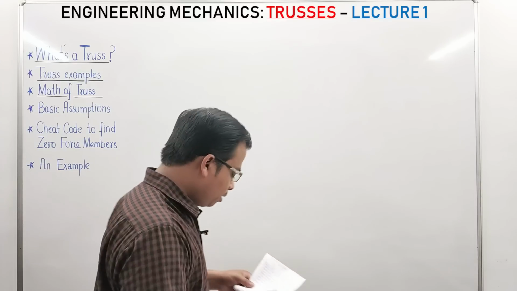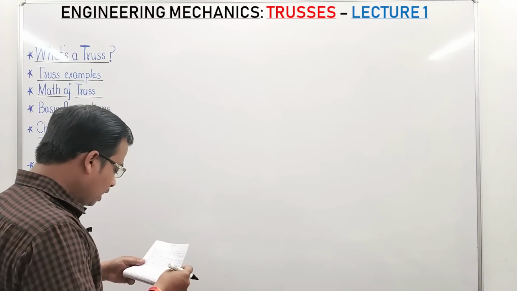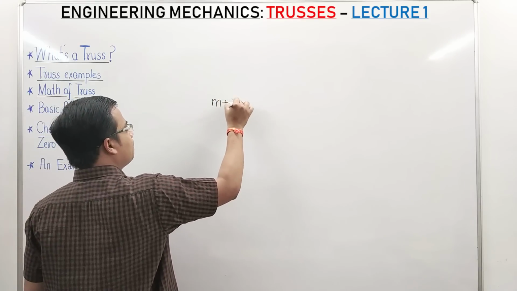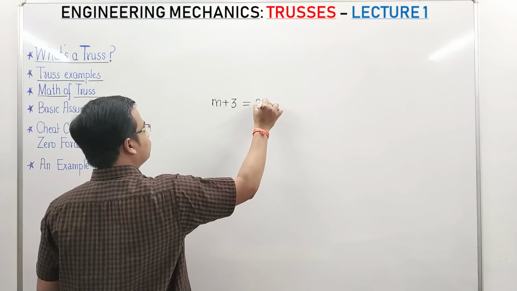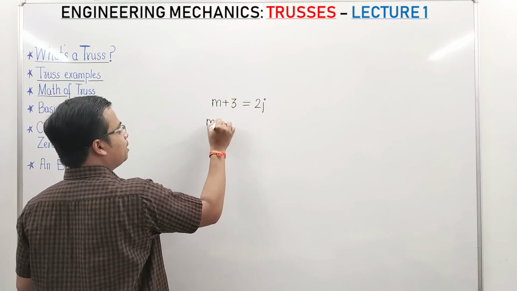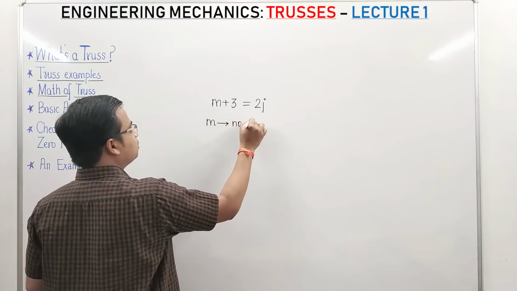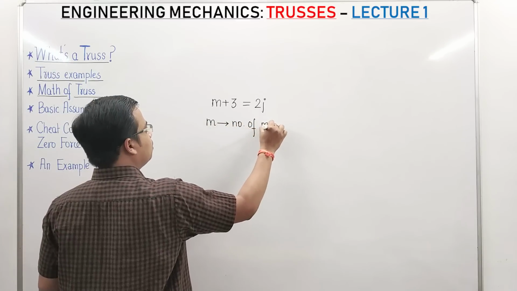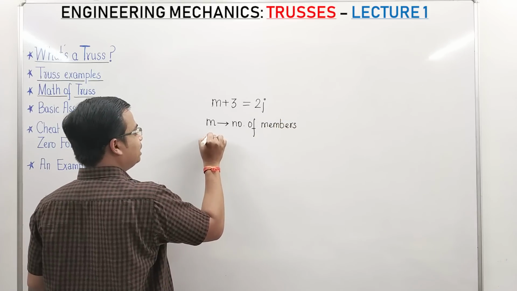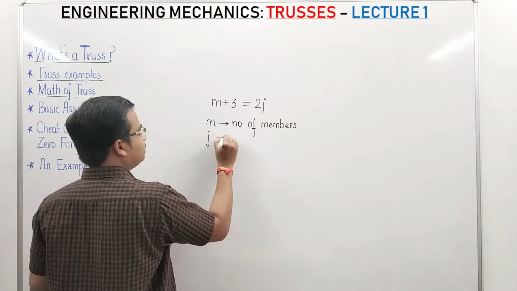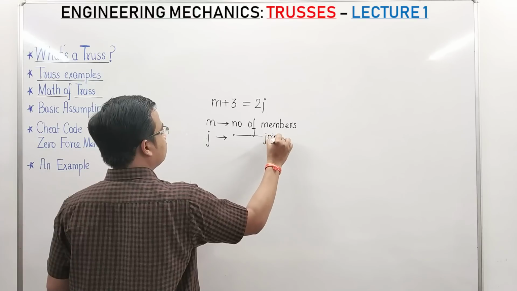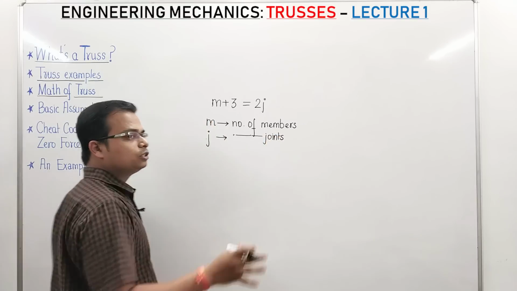Okay, so now I'm going to be writing this equation. Just take a look at this equation. M plus 3 equals 2J. Okay, so what's M? Let me just write this first of all. M is nothing but the number of members. Secondly, what about J? J is nothing but the number of joints.